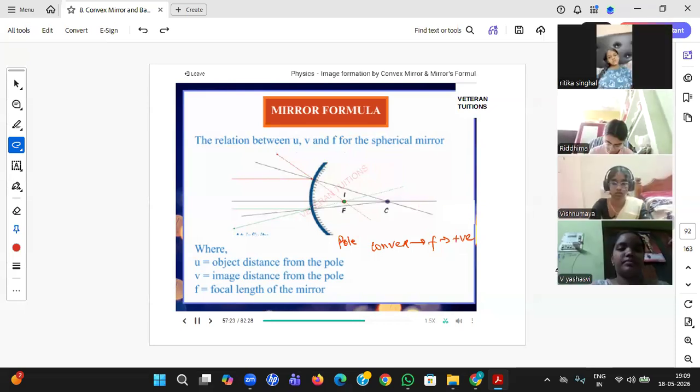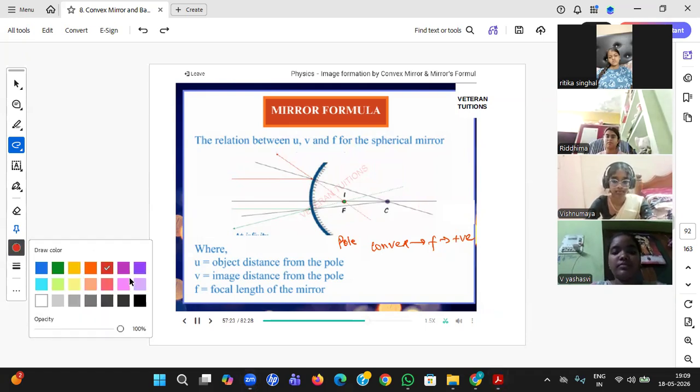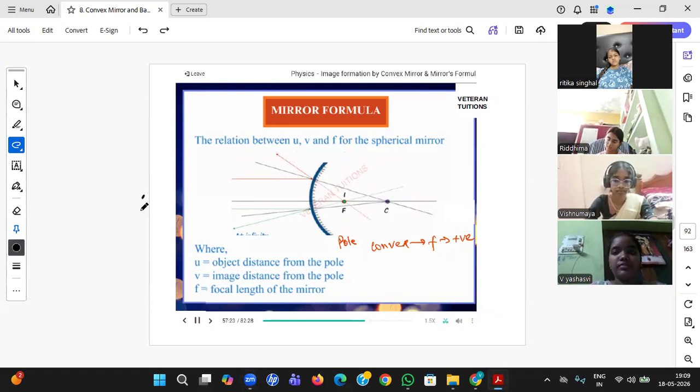So whom should I ask for today's notes? Let me see. Lavanika, Pranav, Ridhima, Rishit, Ritika, Yashashvi, send me your notes, students. Whatever you have, you don't need to make it very neat and clean. Whatever you are writing, send me the photograph. Convex, focal length is positive.